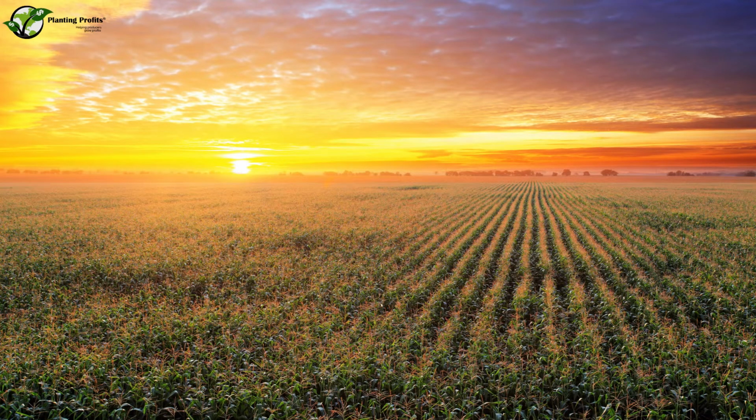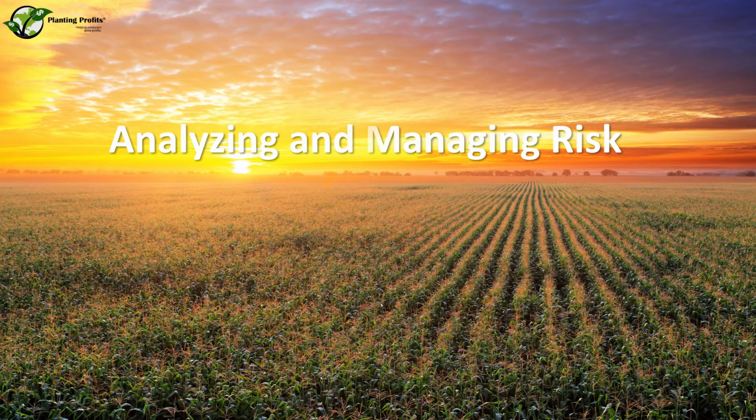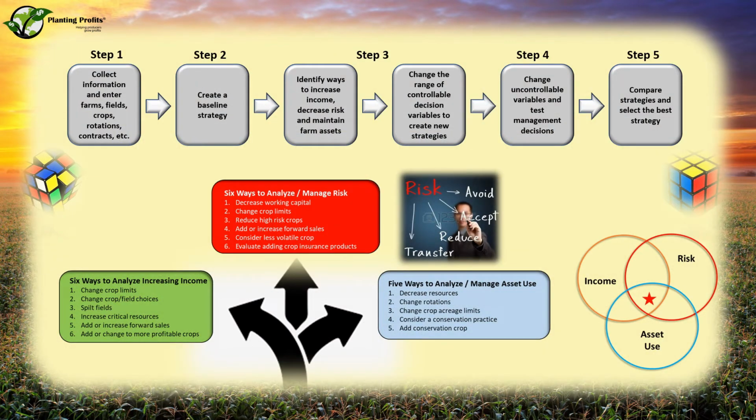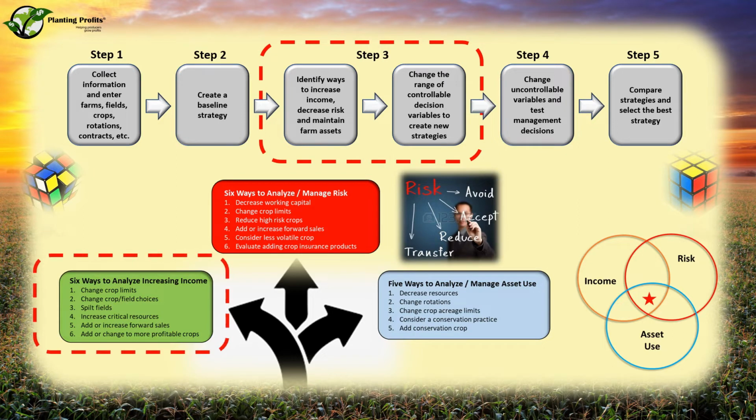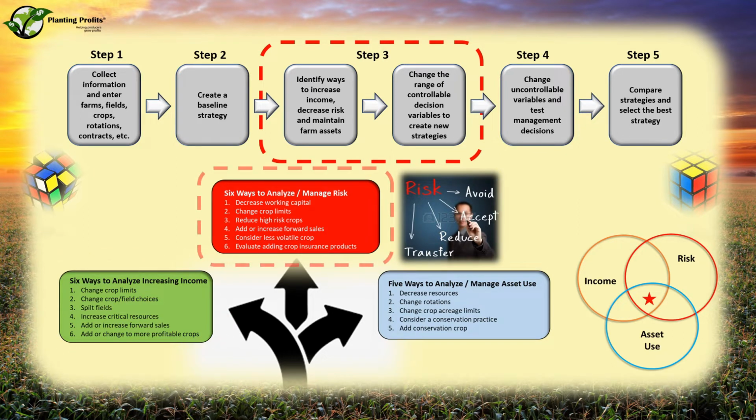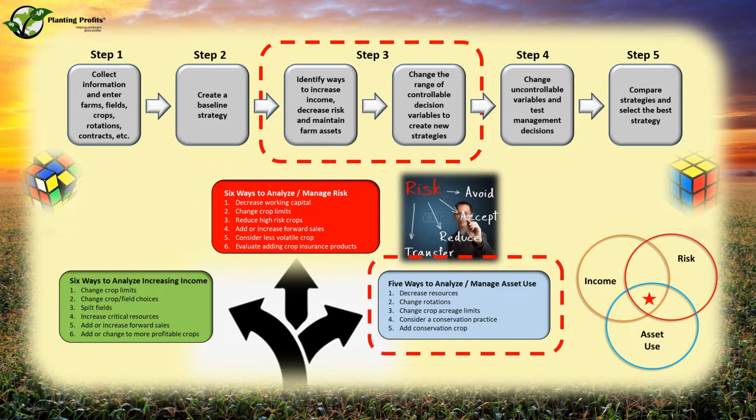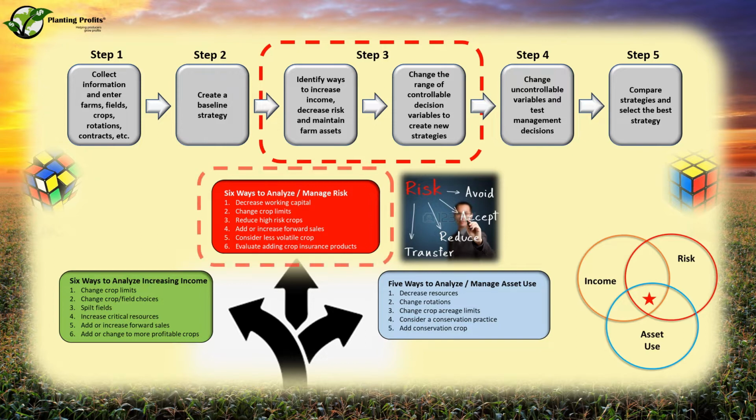Welcome! This video shows ways to analyze and manage risk in your crop plan. This is step 3 of the planning process. Step 3 has 3 paths. Number 1, analyzing ways to increase income. Number 2, analyzing and managing risk. And number 3, analyzing and managing asset use. In this video, we're heading down the path towards analyzing and managing risk.